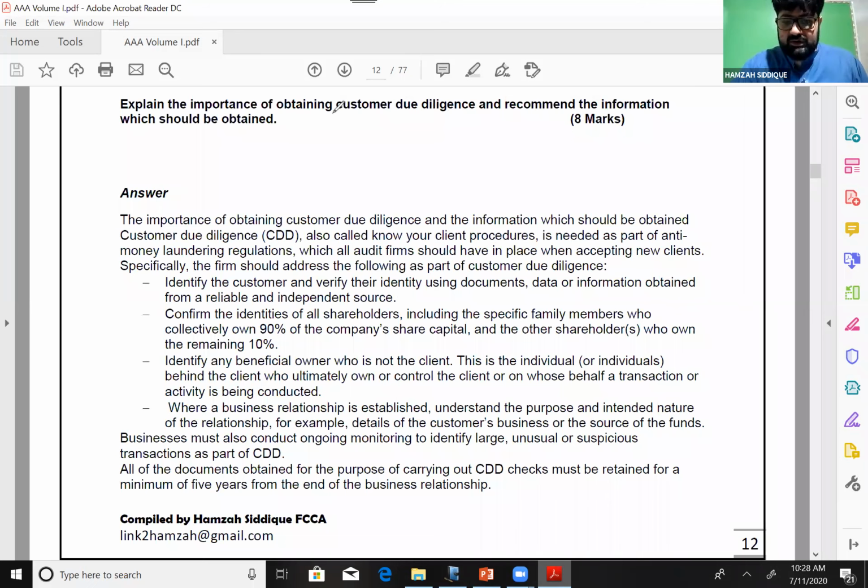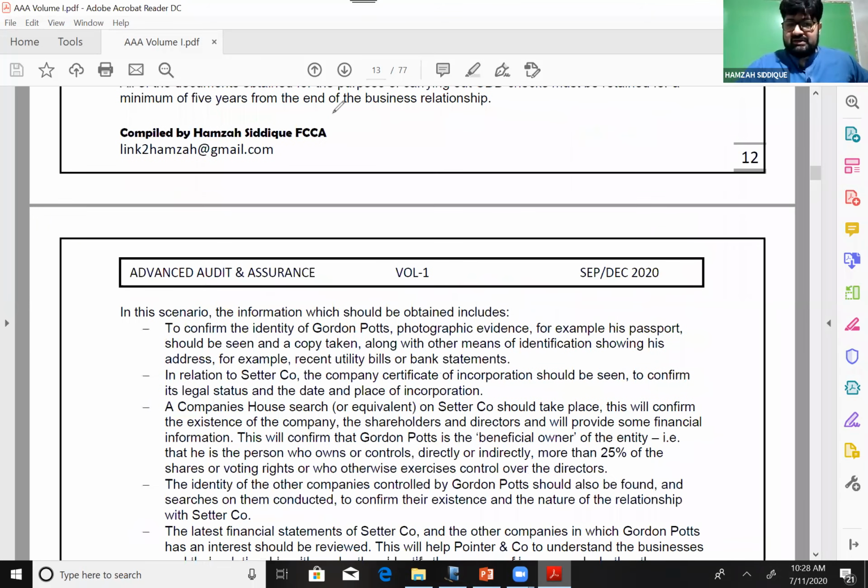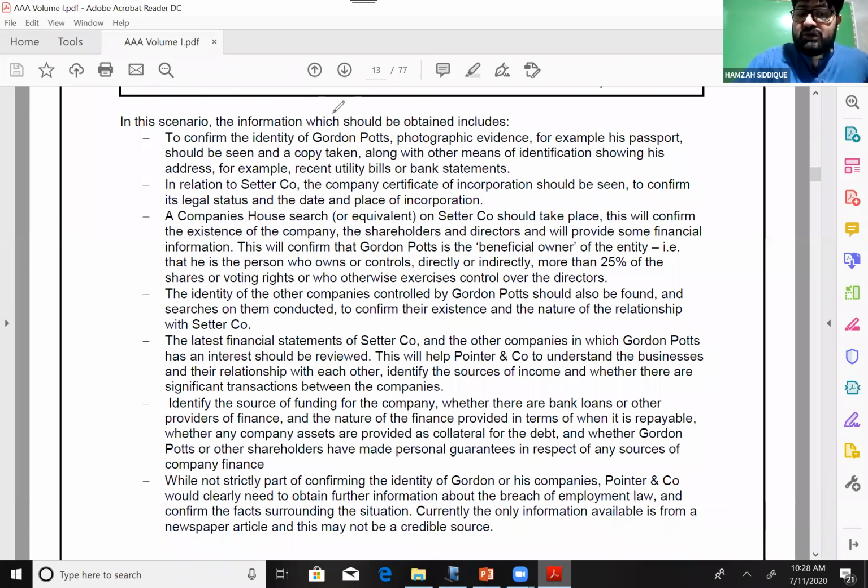Okay, now, because marks are high: identity of Gordon Potts, photographic evidence, passport, NIC, utility bills, company certificate of incorporation. Now, students, from Companies House, confirmation of where the company is registered, who the beneficial owner is, voting rights. All the companies, they said Gordon Potts owned three companies. So the details of other companies, the reason for existence, latest financial statements reviewed.